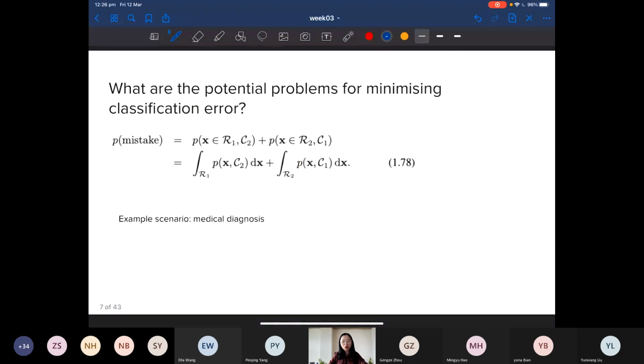I hope that helps. Shout out if it's still confusing, but let's move on. Would anyone want to chime in about one potential pitfall for minimizing classification error? I had a hint on the screen, but you don't have to follow that.